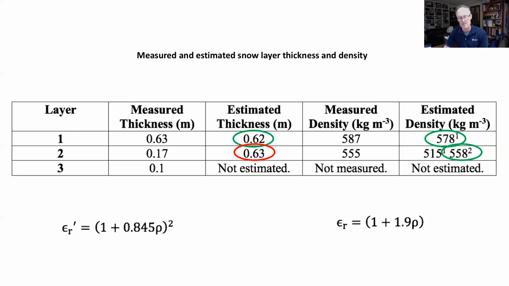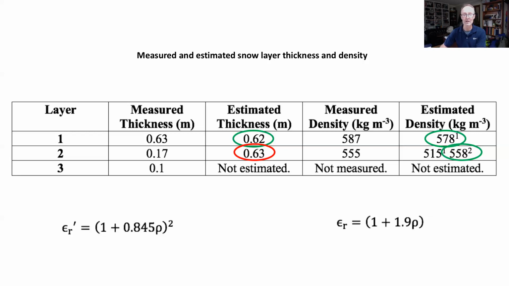So what I've done there is circle in green those results which are favourable. So the thickness of the first layer, it was measured as a thickness of 0.63 of a metre, and by the surface reflection method, we come up with a thickness of 0.62 metres. So that aligns nicely, of course. The measured density gravimetrically was 587 kilograms per metre cubed for the top layer, and estimated using the surface reflection method was 578. So again, nice and close there. For the second layer, measured thickness was 0.17 of a metre. Estimated thickness 0.63 of a metre, so something's gone awry there.